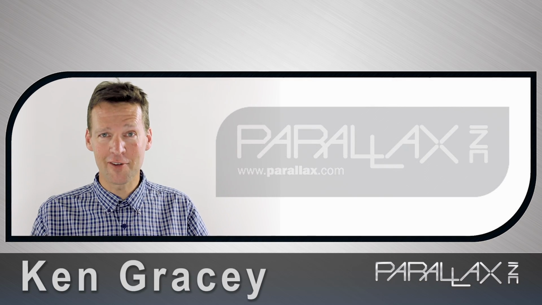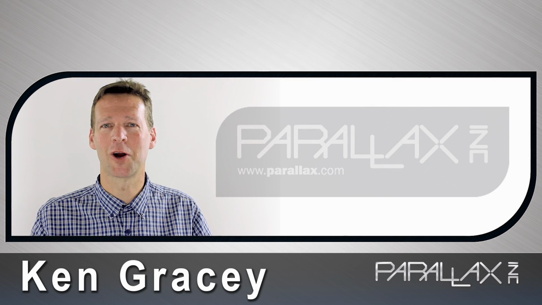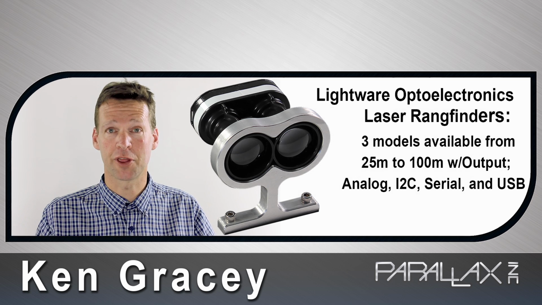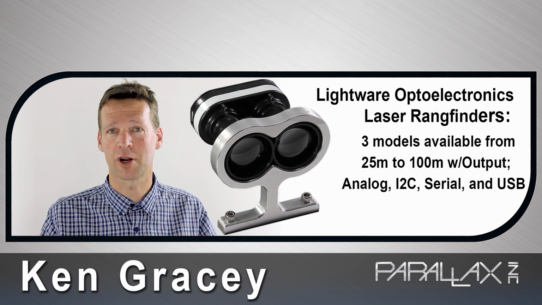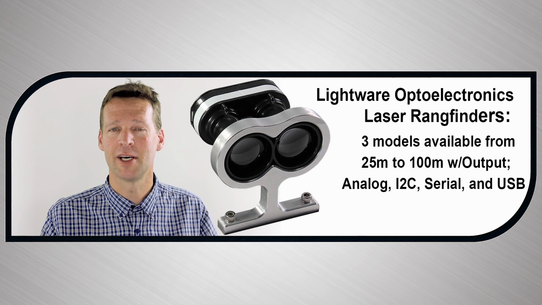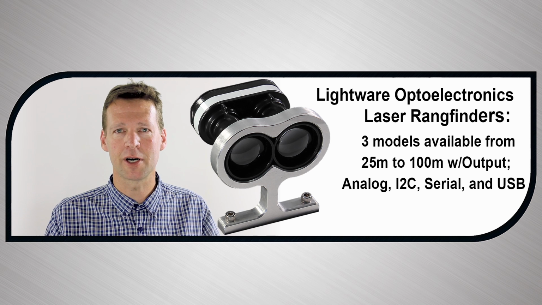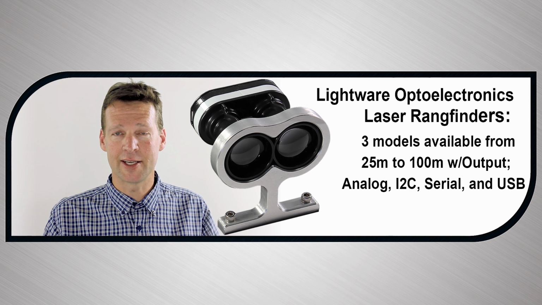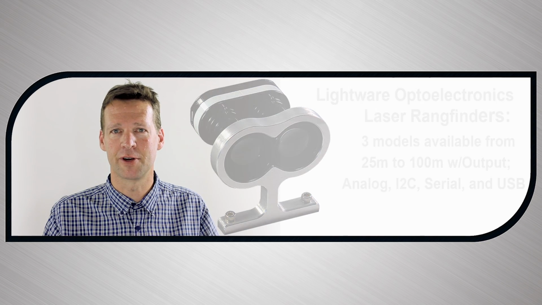One of the things I love about working at Parallax is when new hardware arrives. Recently, Lightware Optoelectronics provided us with three new laser rangefinders that work from 25 to 100 meters. These sensors have analog output, I2C, serial, or USB, your choice. And they seem to be immune to almost all kinds of interference.